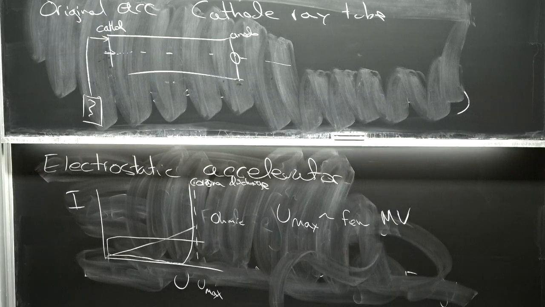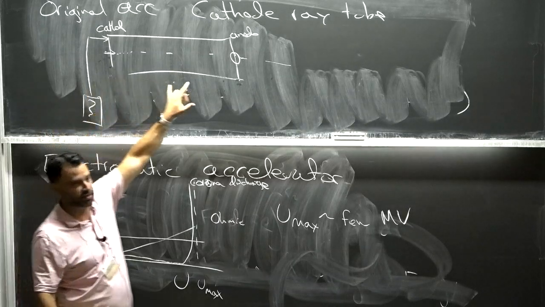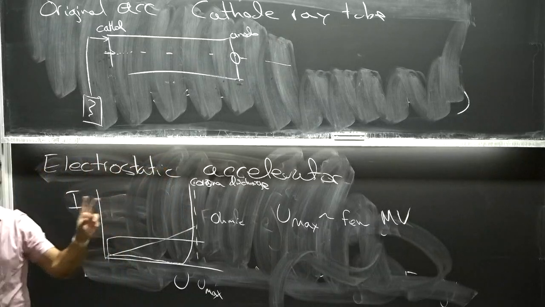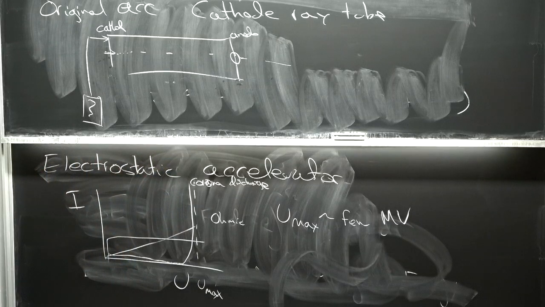Shouldn't this max be per distance? No, this is in terms of just what the potential is. I'm not talking about the gradient yet. That's the E field. This is just the potential. We'll talk about the gradient as well.